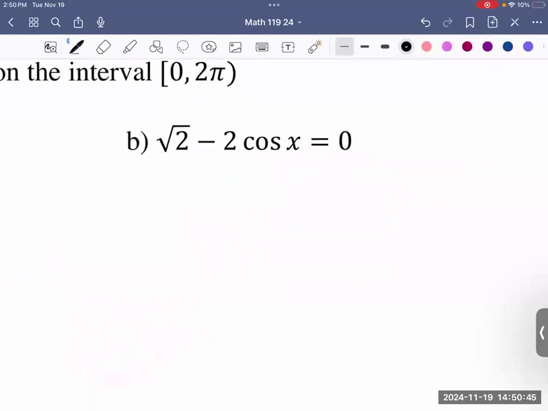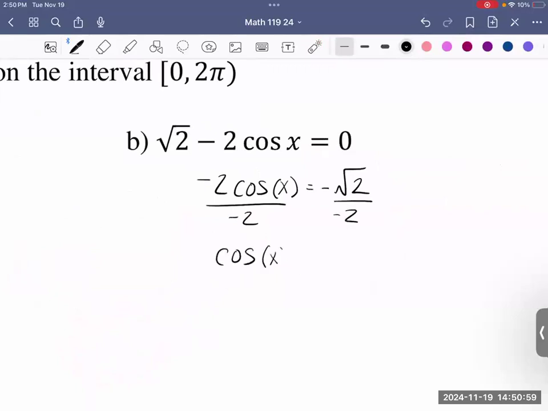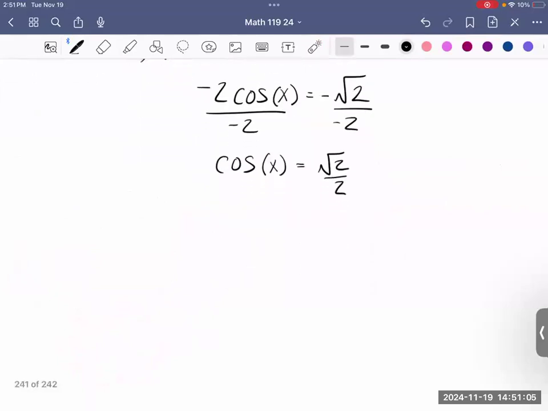Let's try it again one more time. So here we can go ahead and subtract a negative root 2. We can then go ahead and divide everything by a negative 2. So we have cosine of x is equal to root 2 over 2. So we know we should be working with pi's over 4. And even better, on your coordinate, we want a positive, so that would be both in the first and the fourth quadrant.